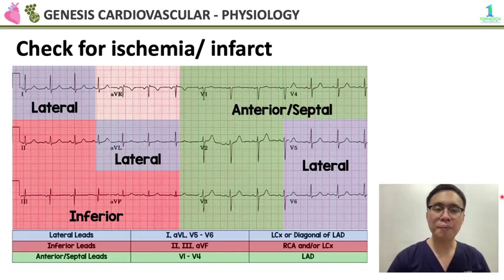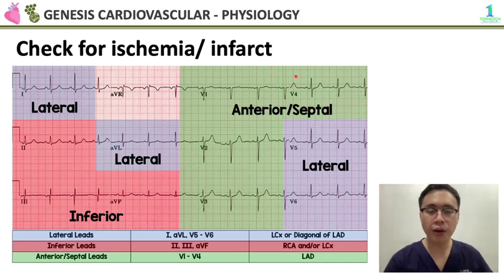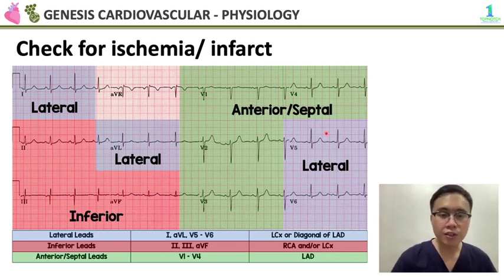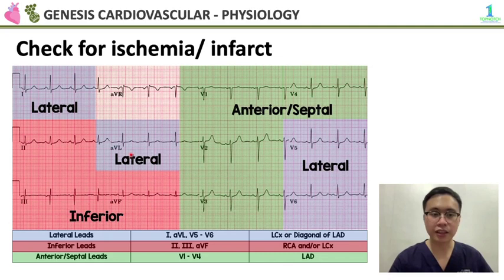So this is a more visual representation of the contiguous leads that I was telling you about. So for example, again, V1, V2, this is septal. When we include V1 all the way to V4, it could be an anteroseptal ischemia or infarct. If it's V5, V6, this is lateral, this side. If 1 and AVL, that's high lateral. 2, 3, AVF, you have inferior. Okay?